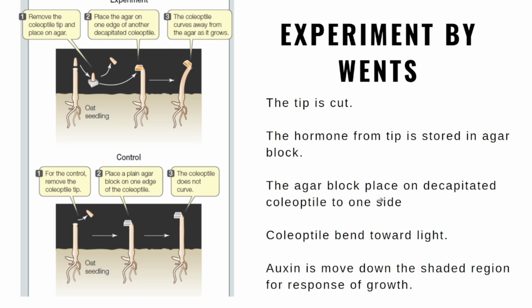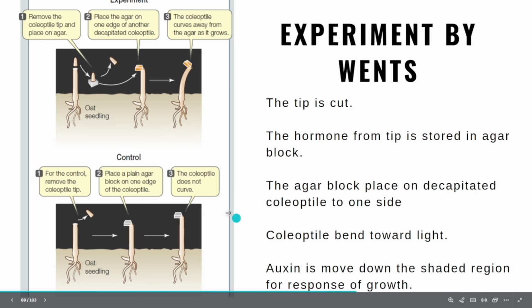For the auxin, it needs to be determined by cutting the tips of the plant. However, the hormone from the tips is stored in the agar block. So the agar block will be placed on the cut part here, so the coleoptile will bend toward the light. Auxin is moved down to the shaded region.